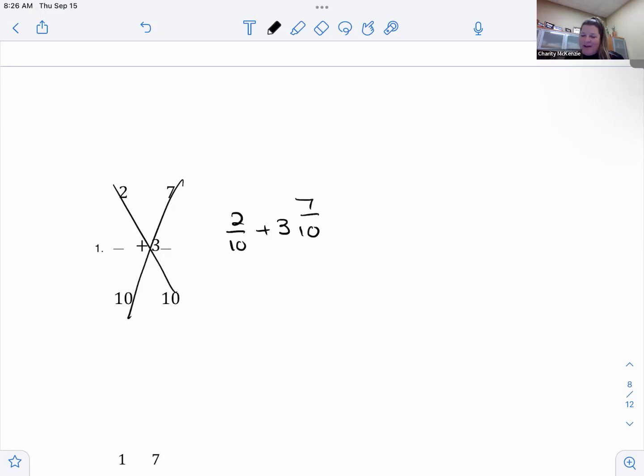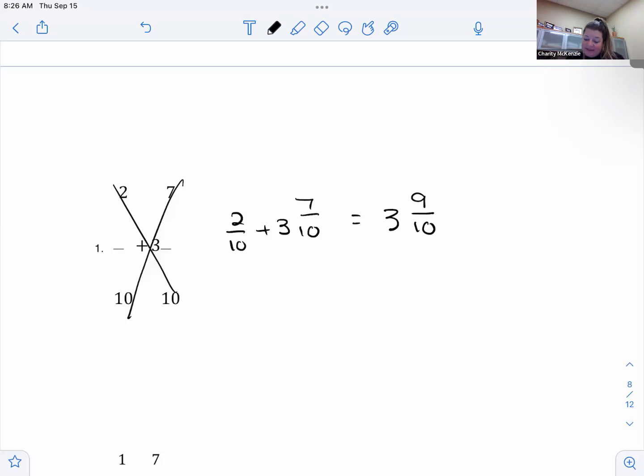Okay, so if I think about this one, I can actually add it right now because the fractions have a common denominator already, the 10. So I could just say 2 plus 7 is 9/10. So I only have the whole of 3. I didn't have another whole to add that to, and 9/10.